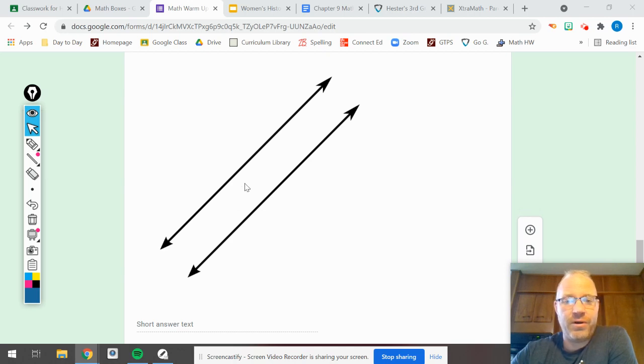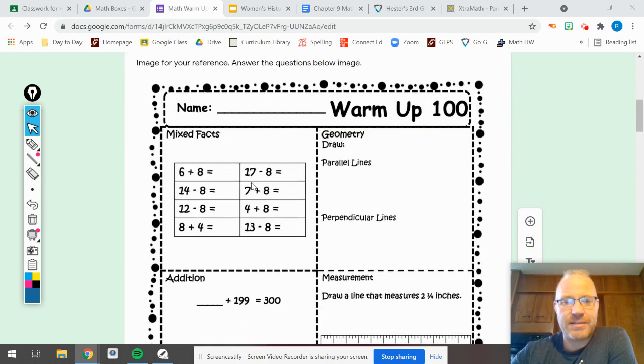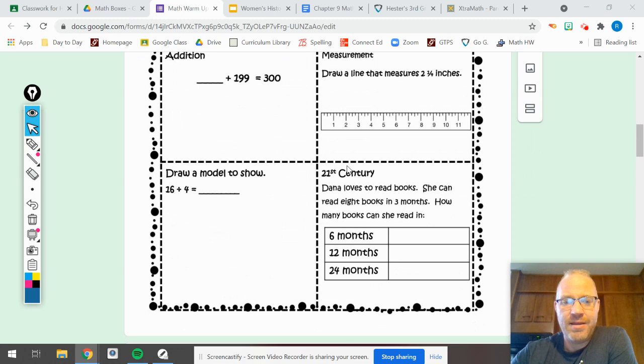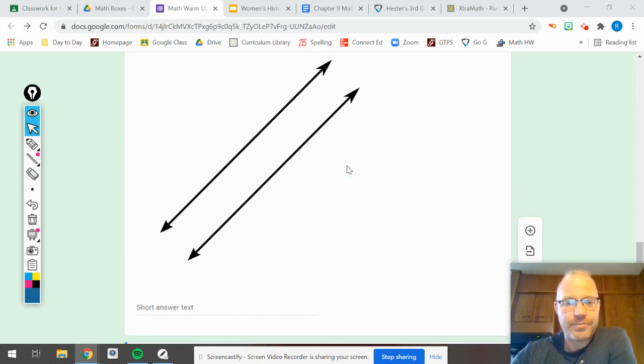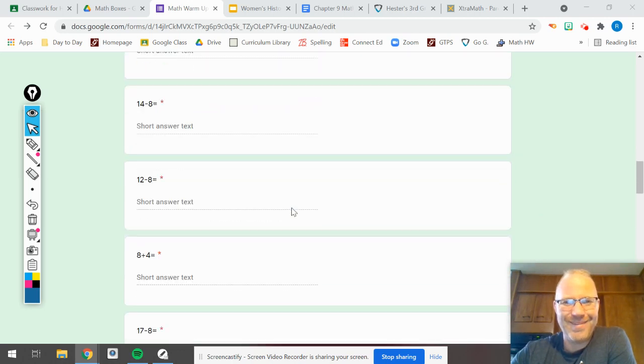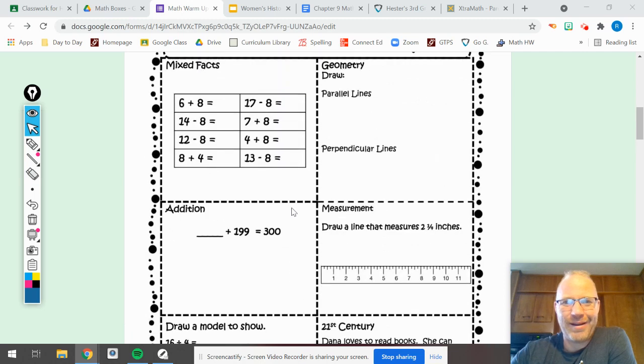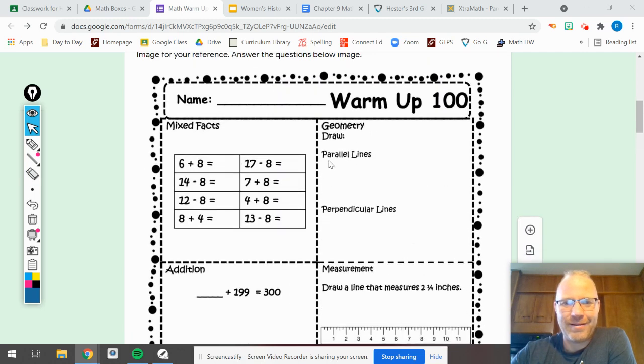Now we have, what are these lines? These lines are what we call parallel lines. Now looking back up at the box, it says parallel, P-A-R-A-L-L-E-L. Parallel lines never touch. So these are called parallel lines. P-A-R-A-L-L-E-L. Parallel. It's like having a brain fart there. There you go. Parallel.